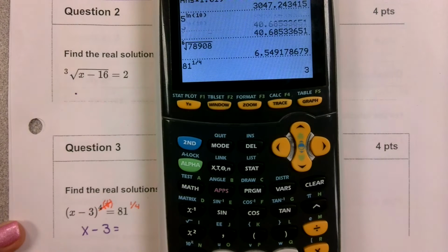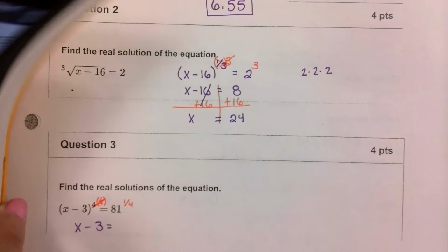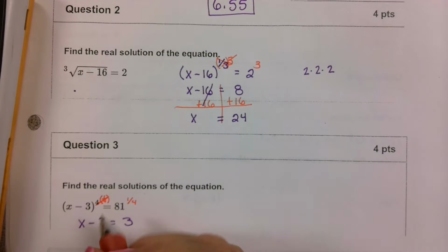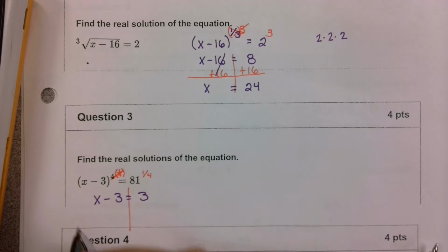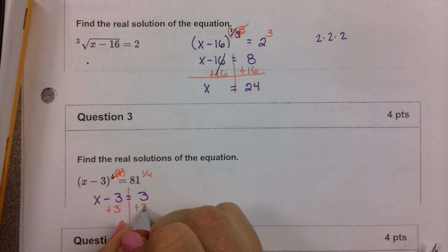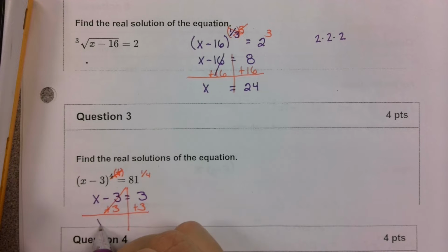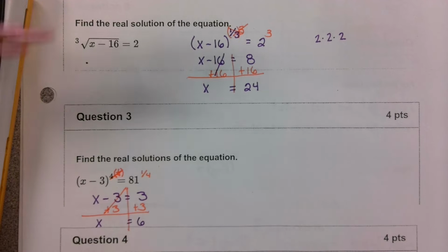A fraction is just a fancy schmancy way of doing division. And 81 to the 1/4 equals 3. Add 3 to both sides of the equal sign. And I get x is 6. Notice how I am not taking any shortcuts on here.